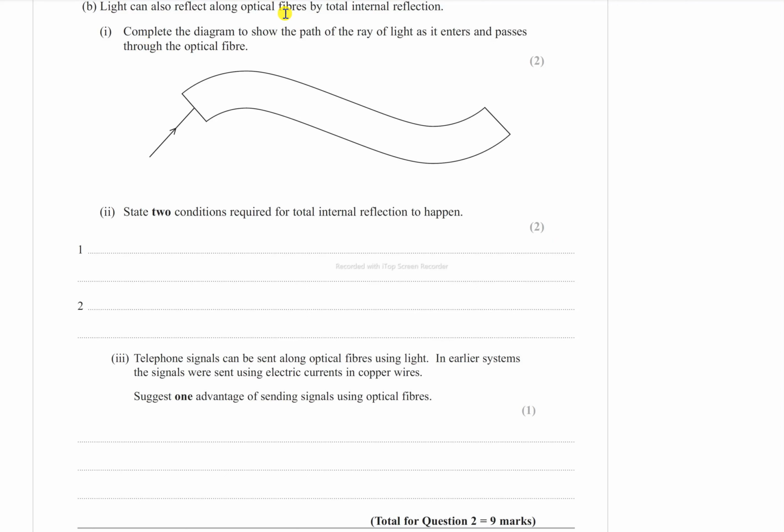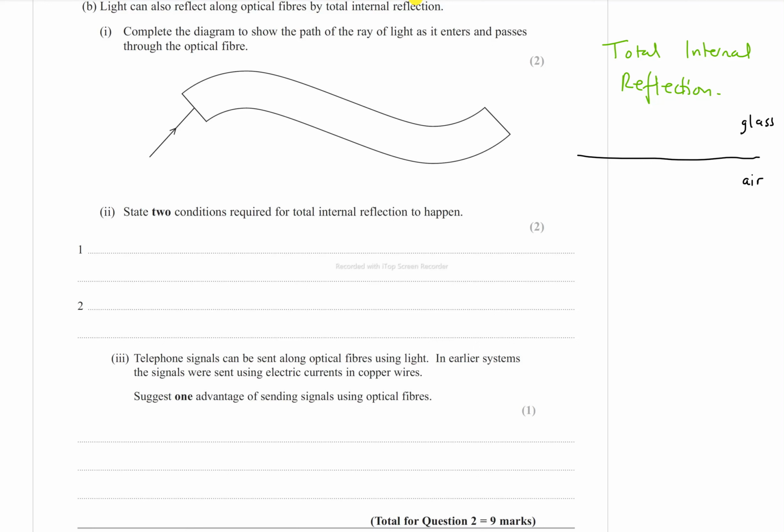Light can also reflect along optical fibers by total internal reflection. I think that's an important one. Right, total internal reflection is where... Let's have a look, let's just start here. We're going to call this glass, and we're going to call this air.